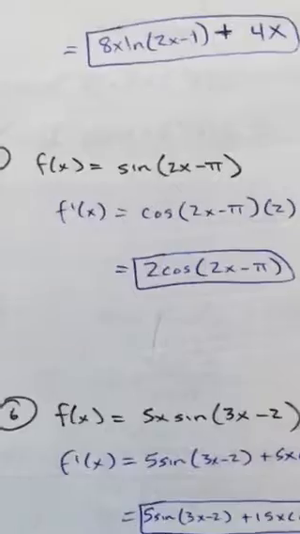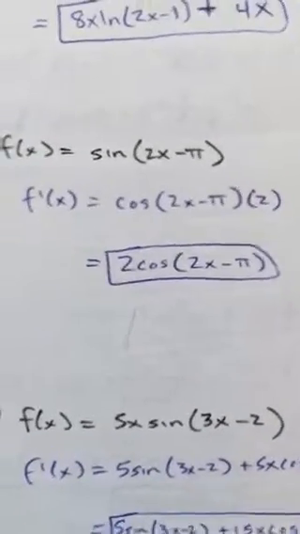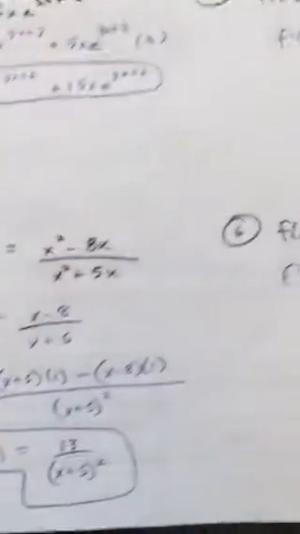All right, here, guys, that is just simply taking the derivative of sine, which is cosine of 2x minus pi, and then take the derivative of 2x, which is 2. The 4 is very easy.